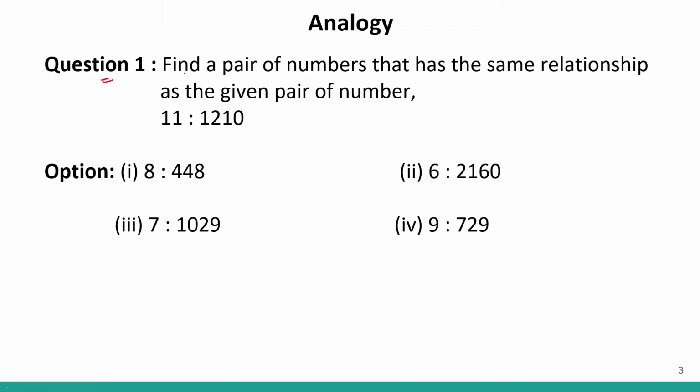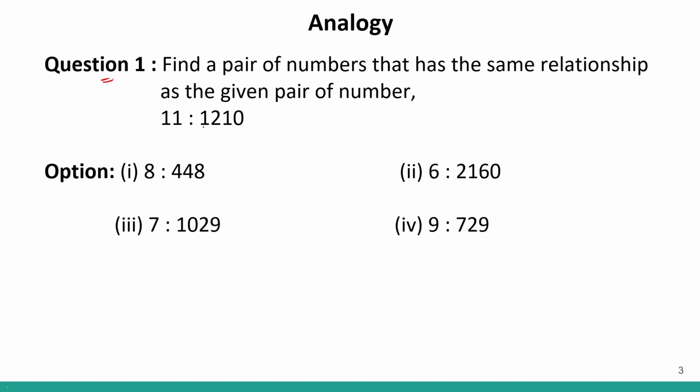Question number 1 says, find a pair of numbers that has the same relationship as the given pair of numbers. So what do you mean by this? First, we will find the relationship in this pair. Then we have to look at the options and find the same relationship between these pairs. Correct? We have to find a number that bears the same relationship.